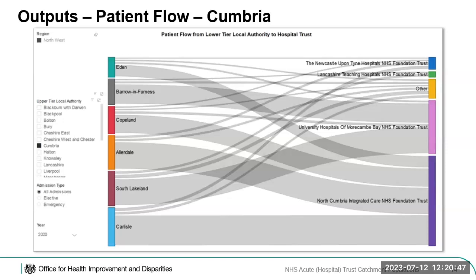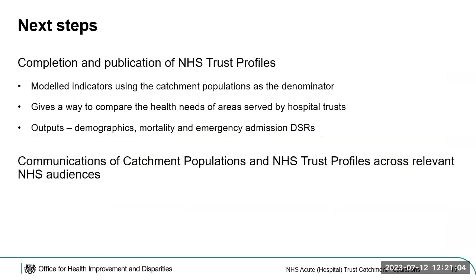Also, Cumbria is an area that's got split in the ICSs: Lancashire and South Cumbria have gone together, and North Cumbria's gone with the North East. But you can see why that is in terms of which hospitals people are attending, in terms of the areas that they go to.